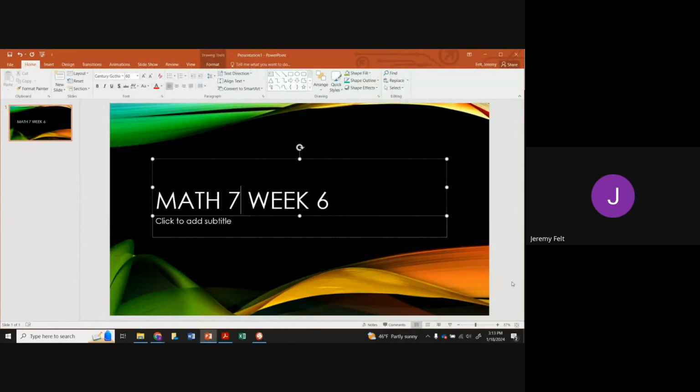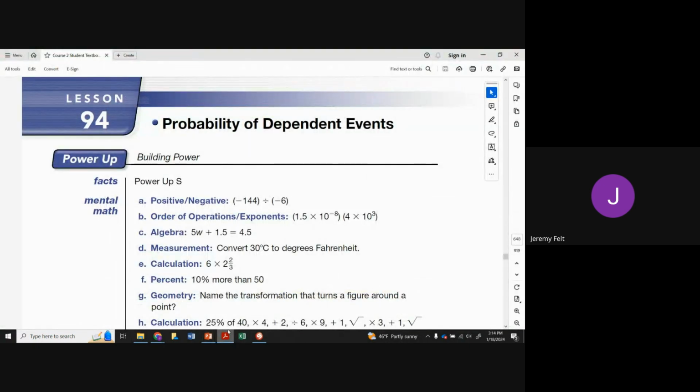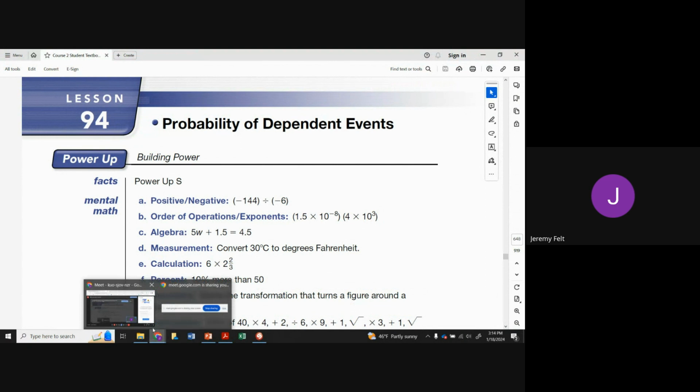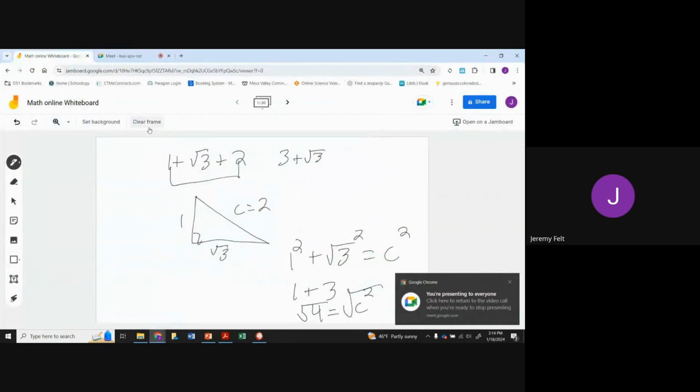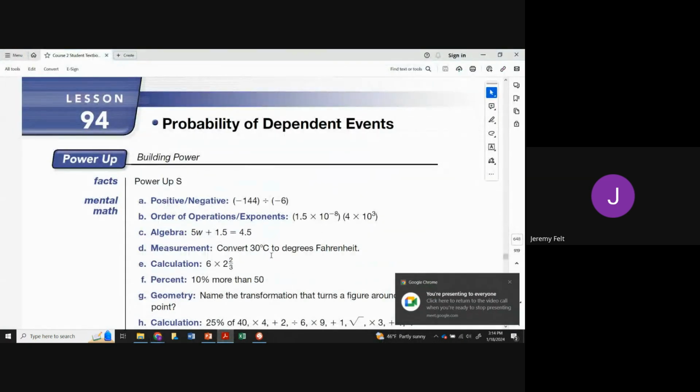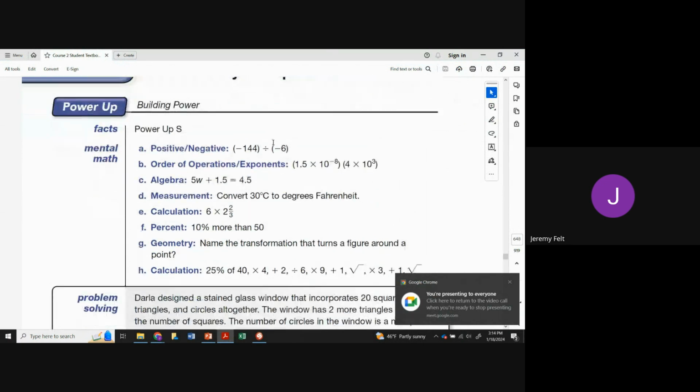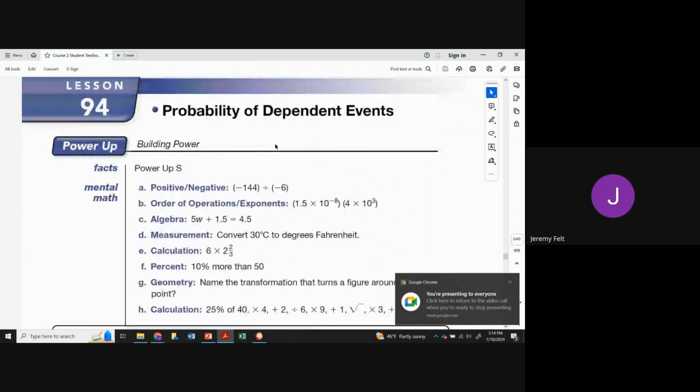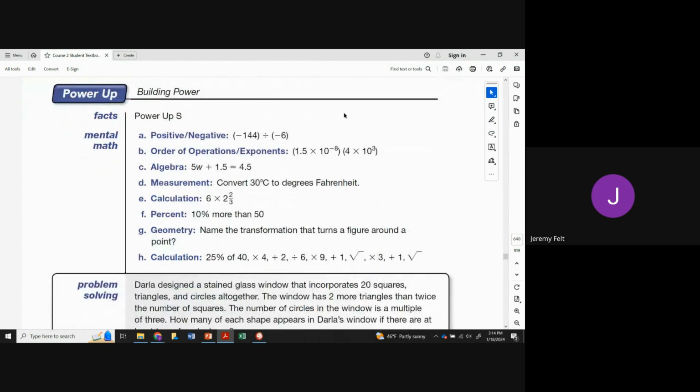Hey guys, it is week 6. We are covering lesson 94 for one day and then 95 and 96 for the other day. So just 3 lessons for the entire week. So let's go ahead and get over to lesson 94. So lesson 94, we're looking at probability of dependent events. Again, dependent means they depend on each other. What happened in event A does affect what happens in event B.